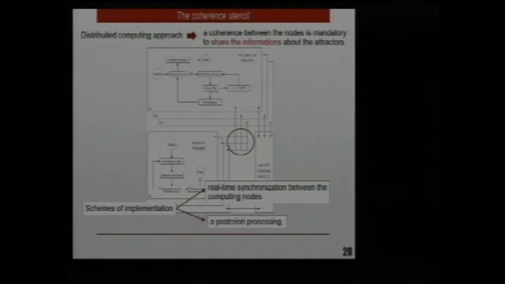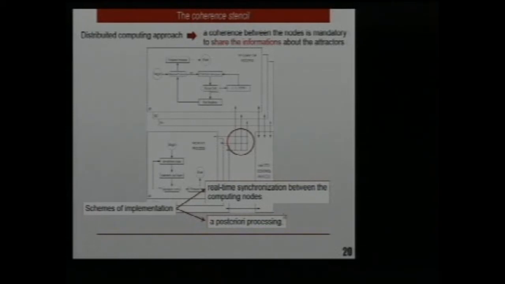And the other one instead is that they communicate in real time. What does it mean? It means that when one core finds a new attractor, it immediately advises the other cores that the new attractor exists. So please stop, store in your data that there is a new attractor, and consider this.